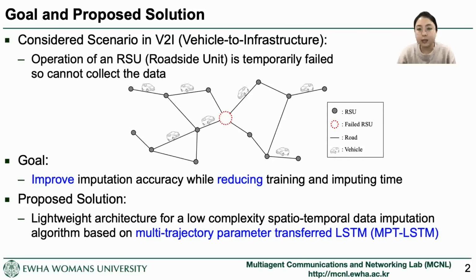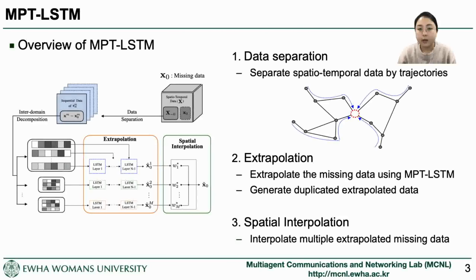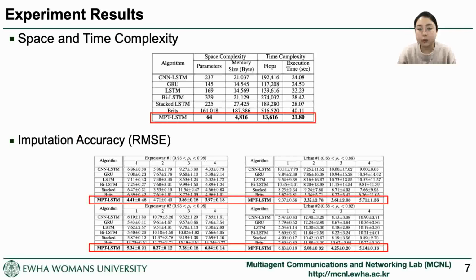Our proposed solution designs a lightweight architecture for a low complexity data imputation algorithm based on multi-trajectory parameter transfer LSTM, which is also called MPT-LSTM. The proposed algorithm consists of 3 main steps. First step is data separation, the second step is extrapolation, and the final step is spatial interpolation. The experimental result shows that the proposed algorithm performs better compared to the other algorithms in terms of space and time complexity and imputation accuracy. So we can conclude that the proposed algorithm improves the imputation accuracy while reducing the training imputing time.